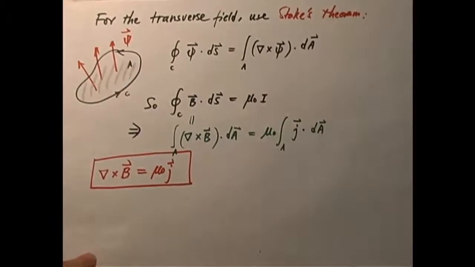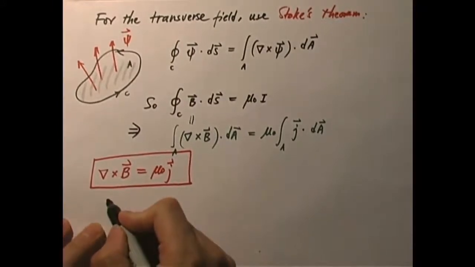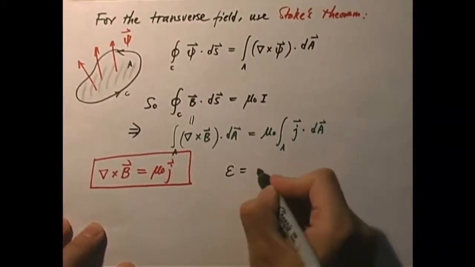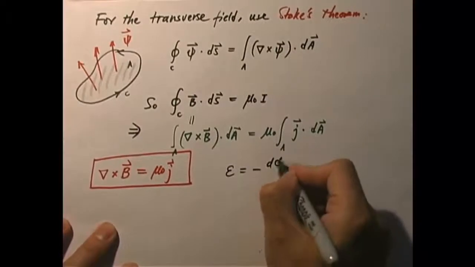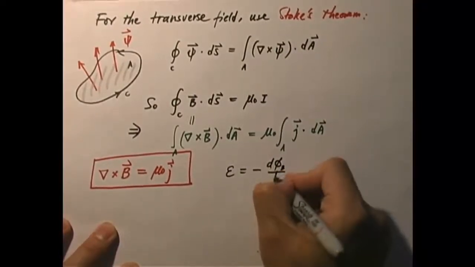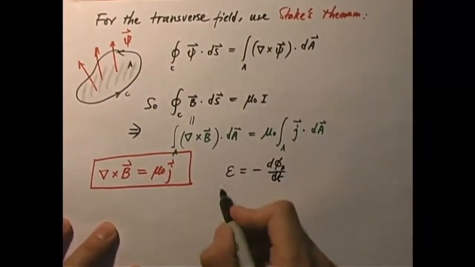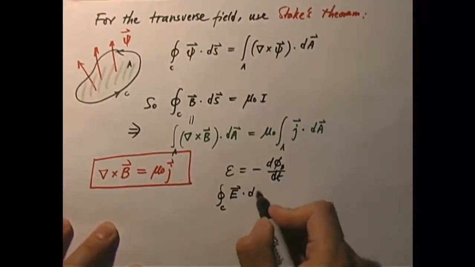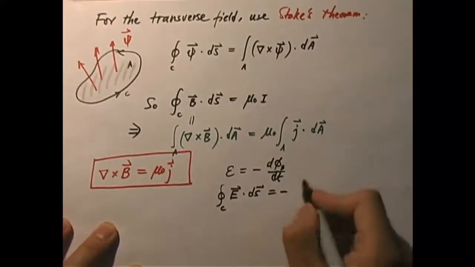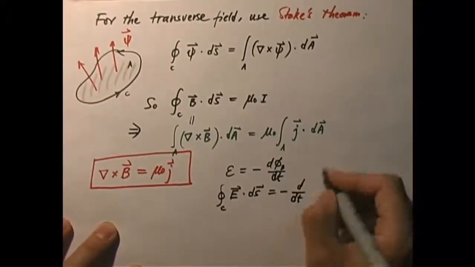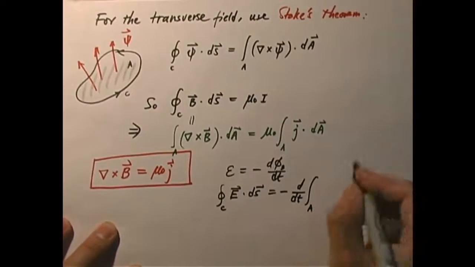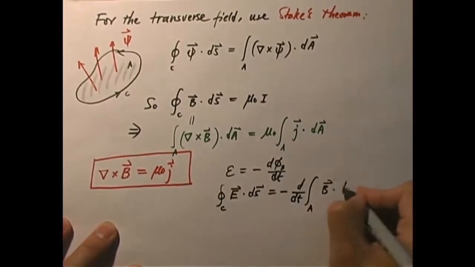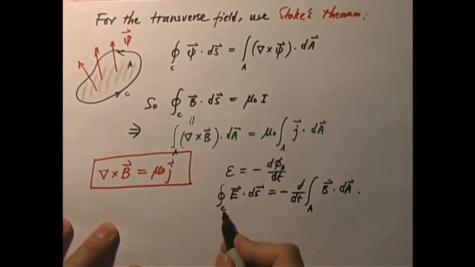So the last one to be converted is the integral form of Faraday's law, which says that epsilon equals negative d phi by dt, which is to say that the contour integral E dot ds equals negative d by dt of the surface integral B dot dA. Here A is enclosed by the contour C.